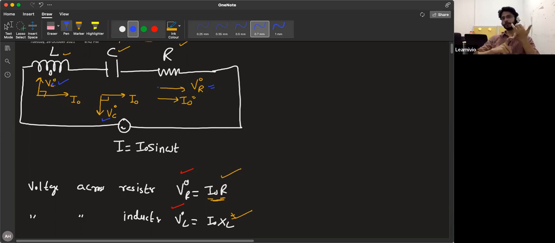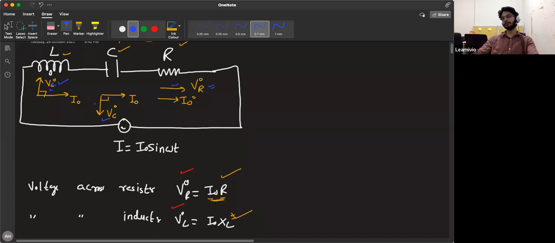I'm repeating again: voltage across resistor, voltage across inductor, and voltage across capacitor are not in the same phase. They are in different phases. If I compare V naught R and V naught C, what is the phase difference between them? Look at this phasor diagram. 90 degrees. You can see that the voltage across the capacitor lags the voltage across the resistor. Similarly, what's the phase difference between V naught L and V naught C? 180 degrees, right? V naught L and V naught C are in opposite directions.